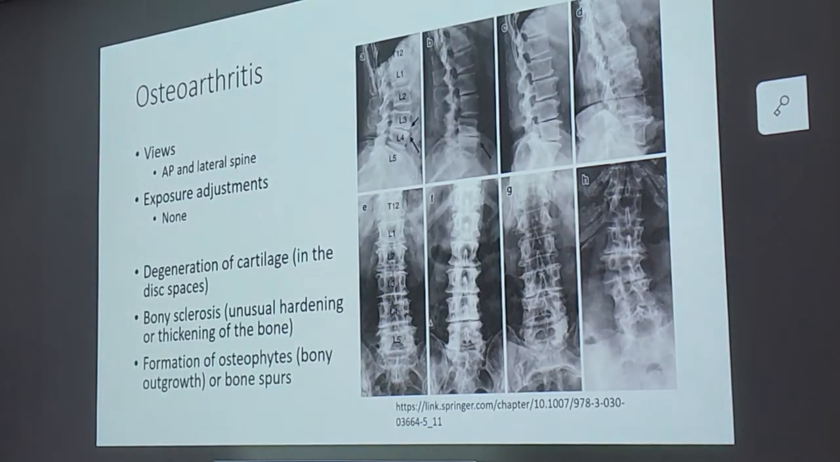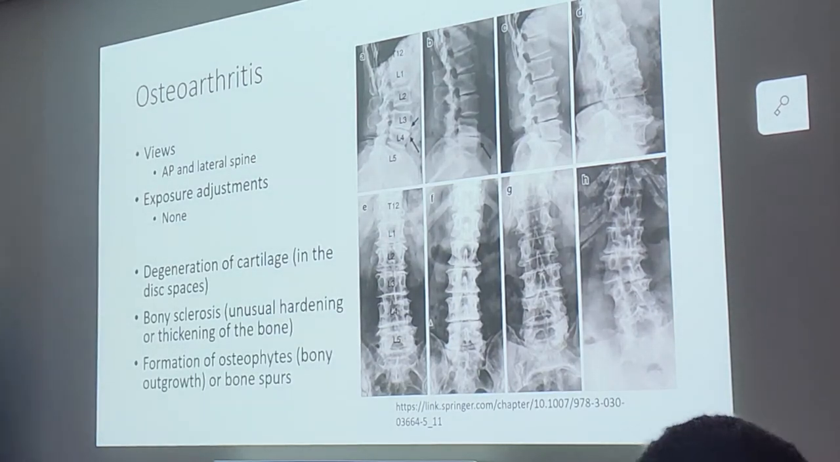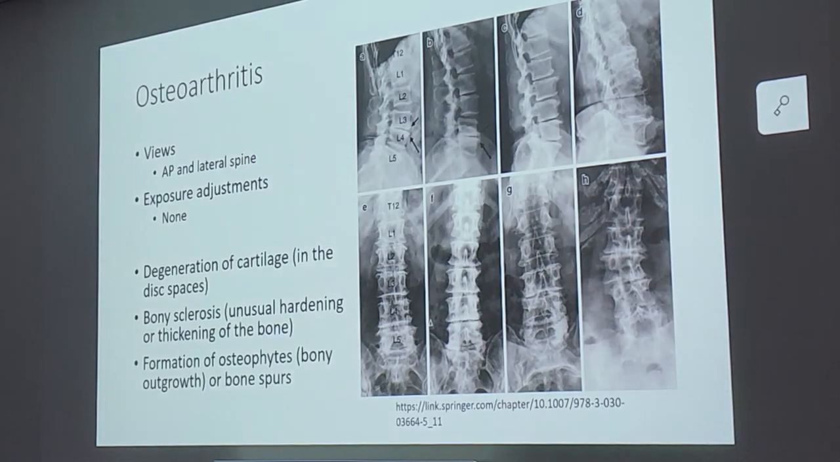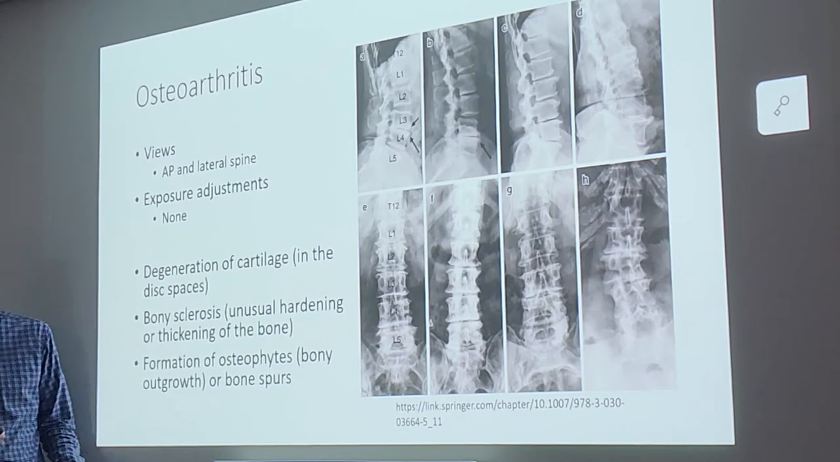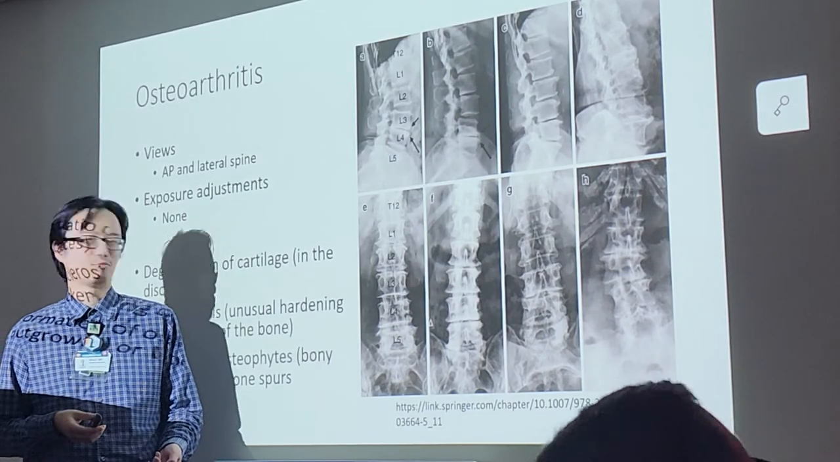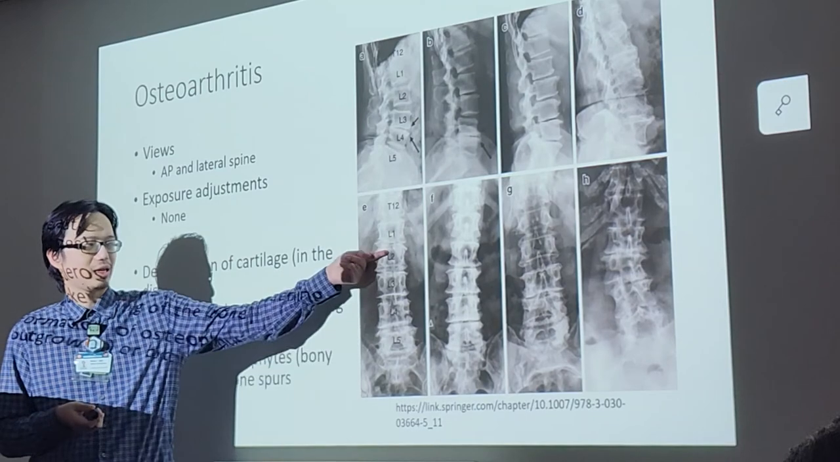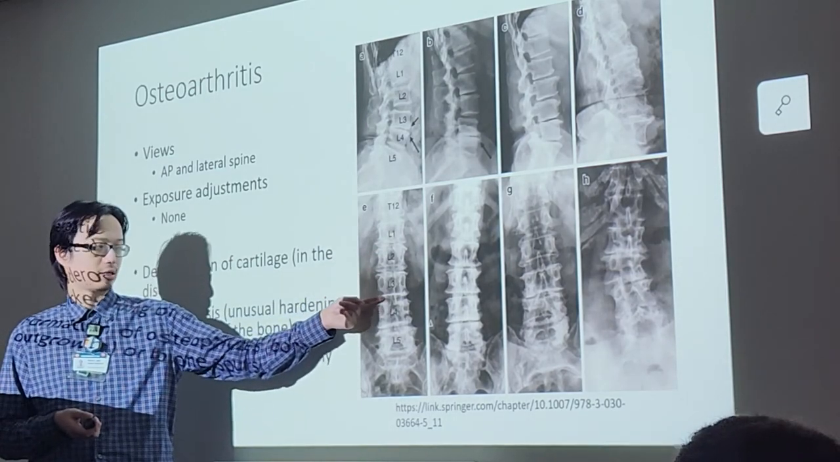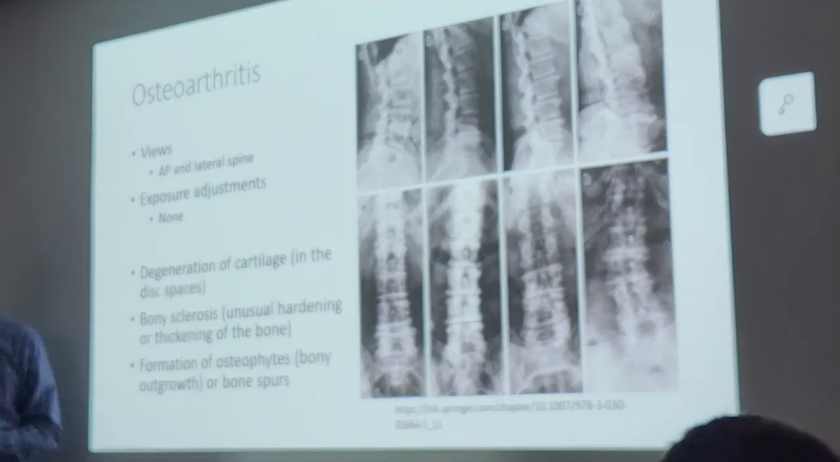Next up, osteoarthritis. Old friend. What is the other name for osteoarthritis? Degenerative joint disease. In this case, we're talking about the spine. So where do we find joints in the spine? Between the vertebrae. And what do we find between the vertebrae? The cartilage, those discs.